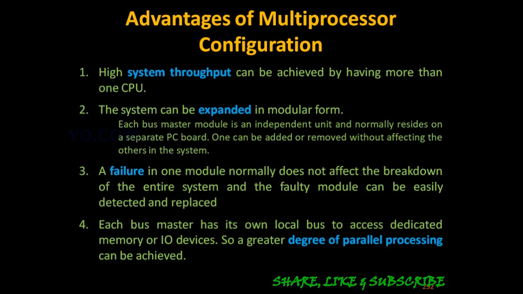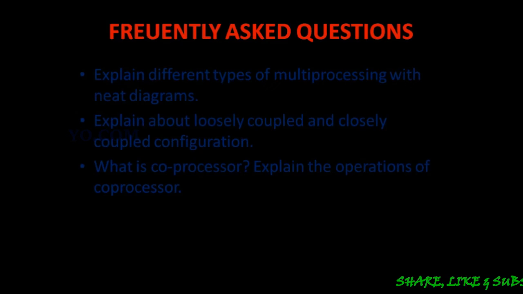Each bus master has its own local bus to access dedicated memory or I/O devices. A greater degree of parallel processing can be achieved in a multiprocessor configuration because at the same time different modules perform different work. So a high degree of parallel processing is achieved in multiprocessor configurations.